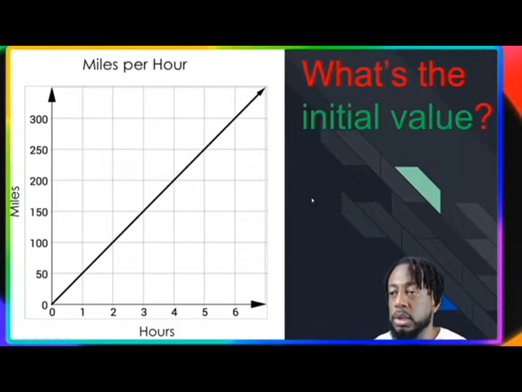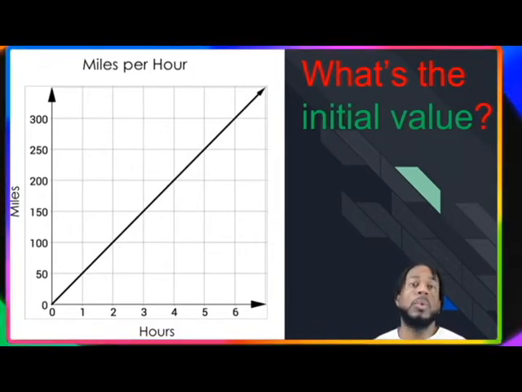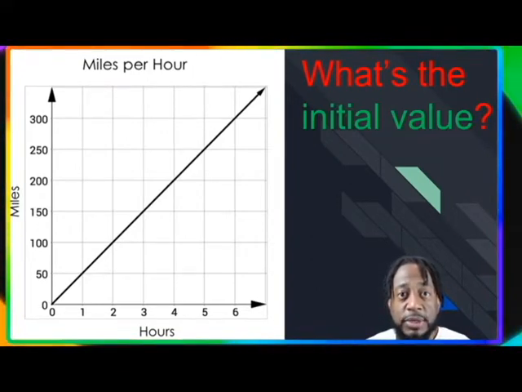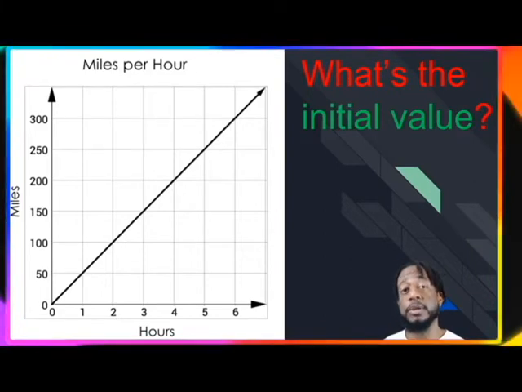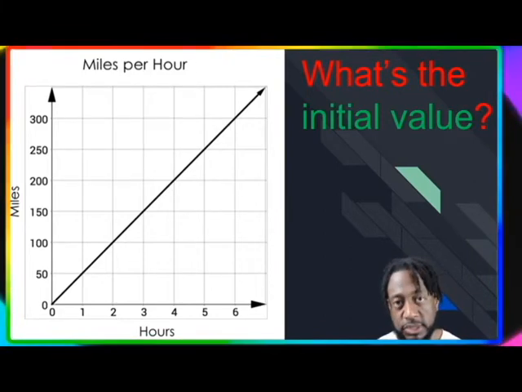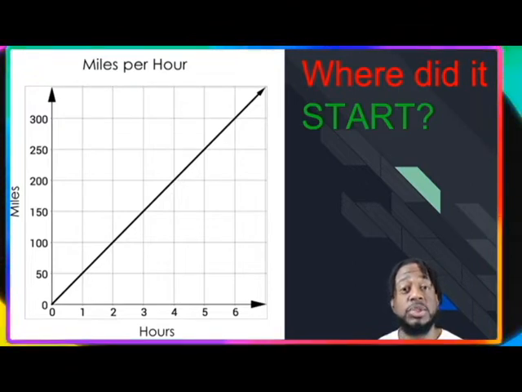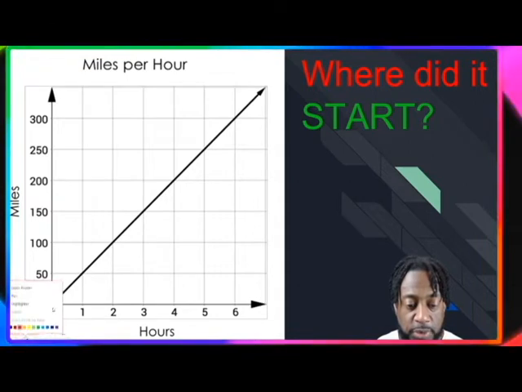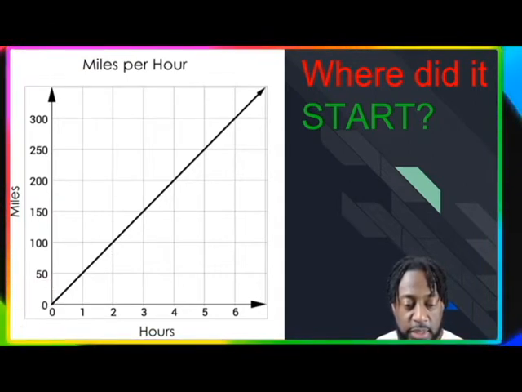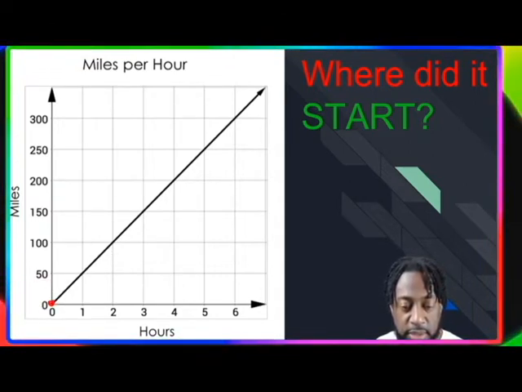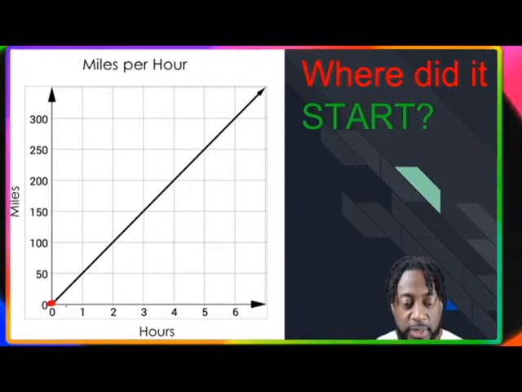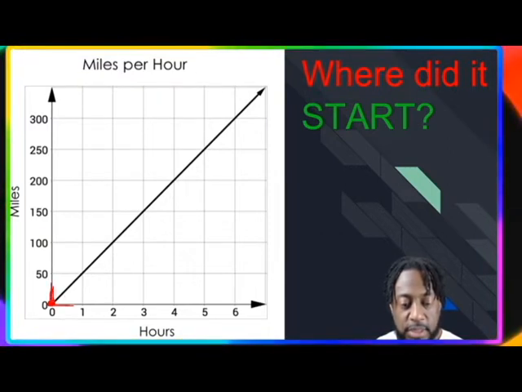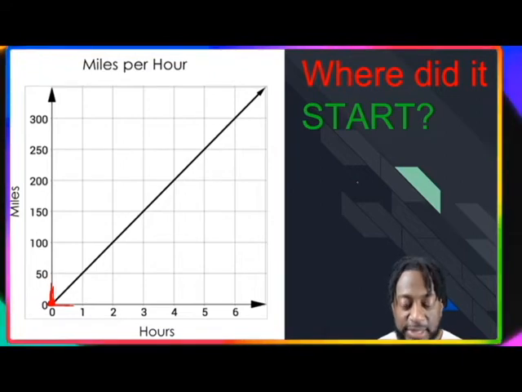Let's continue. What is the initial value? Can you look at the graph and see where the initial value is? Where did it start? That's where the initial value is. If we pull it up, where did it start? It started where the x-axis and the y-axis meet. That's where it started.